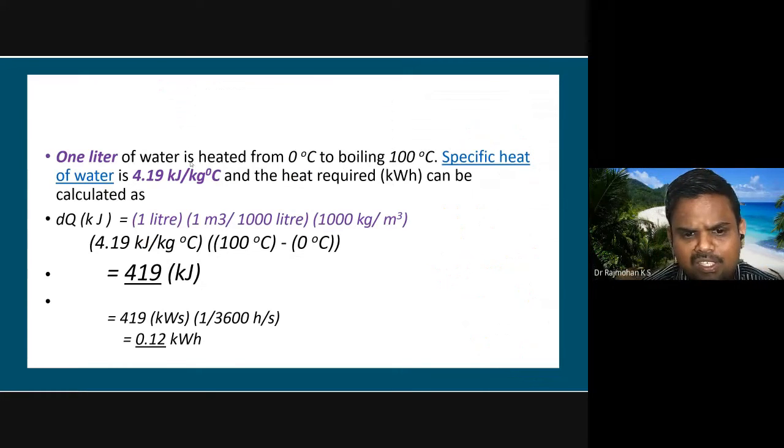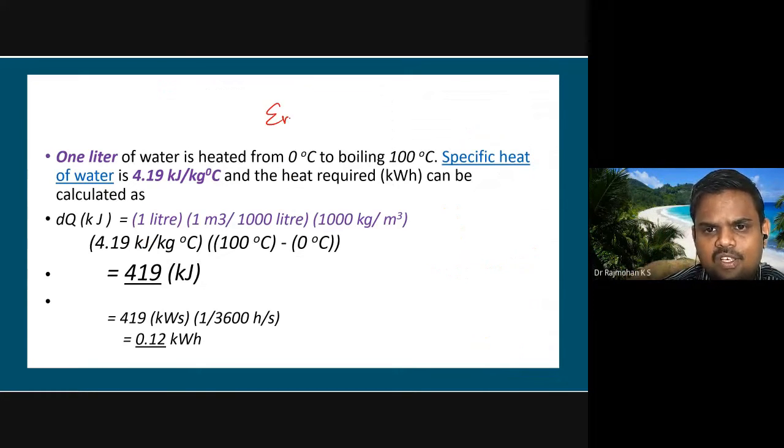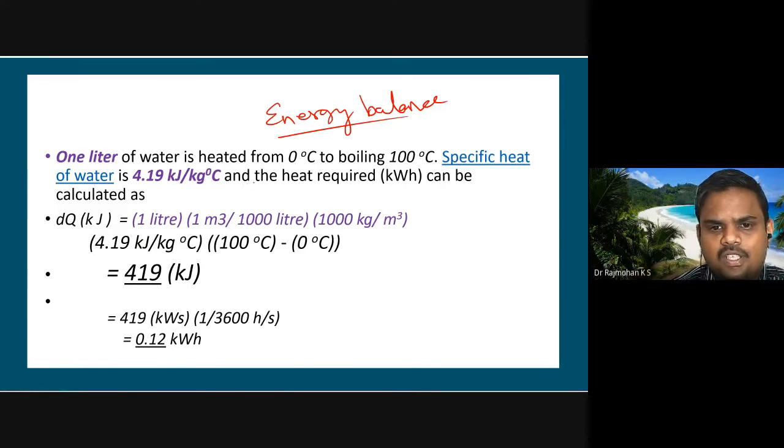And how to determine the heat energy balance for liquids? So energy balance for liquids is only sensible heat, right? There is no phase change if you consider. So from 0 degrees Celsius to 100 degrees Celsius, we are heating the water, considering no phase change. So Cp value is given as 4.19. What is the heat required in kilowatt hour can be calculated.